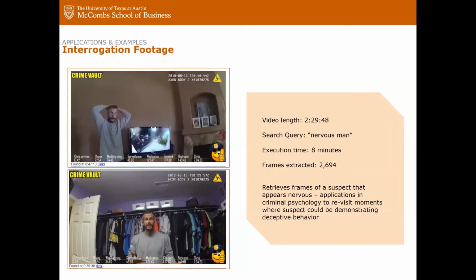So this definitely has some strong applications in criminal psychology and enabling police departments and investigators to pinpoint exact signs or specific behaviors for further analysis by a psychology professional. Next slide.